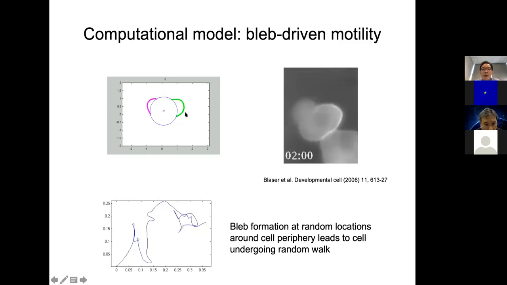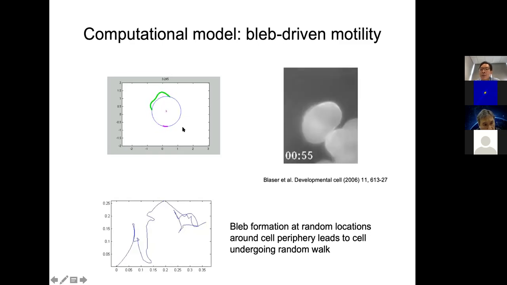So what we found is that we can get these shapes of these cells. And as the blebs form, the center of mass of the cell changes, which I denote by this trajectory here. And you can see that, we didn't do the statistics properly, but it looks like a random walk. So it's undergoing a random walk.